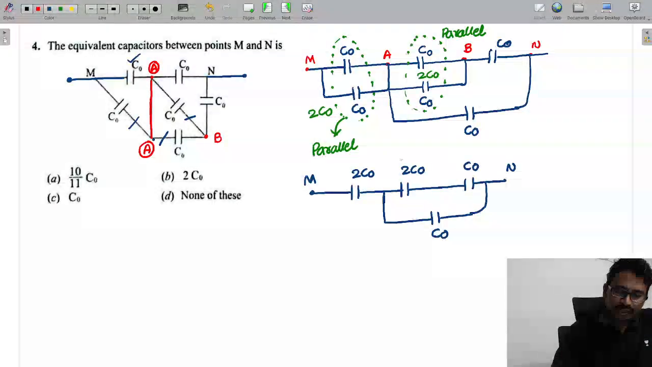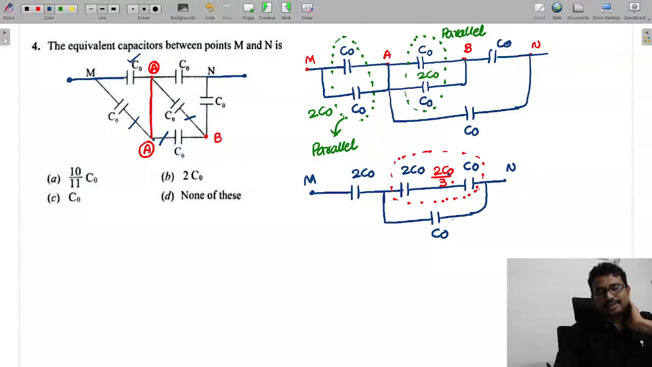Now you can tell me how these two capacitors are in series. Series means 1 by C equivalent equal to 1 by C1 plus 1 by C2. This equivalent value is 2C0 by 3. If I redraw this, this 2C0 by 3 and C0, these two are in parallel. So the equivalent will be 2C0 by 3 plus C0. We can directly add them. That is 5C0 by 3.